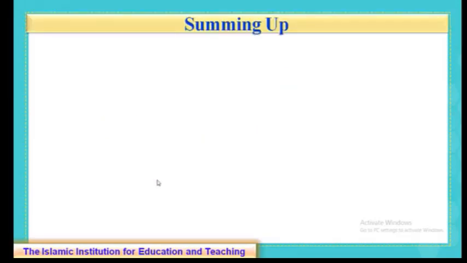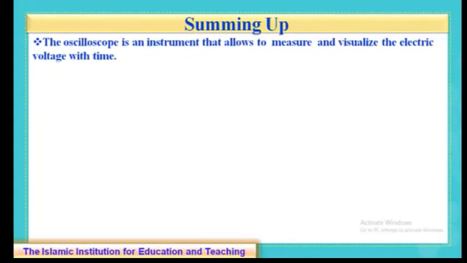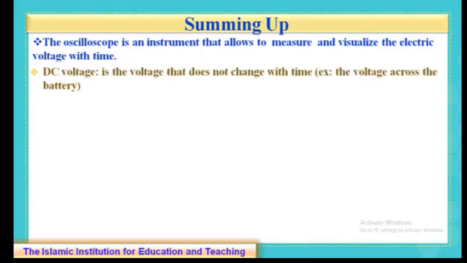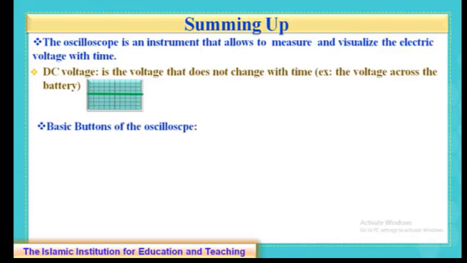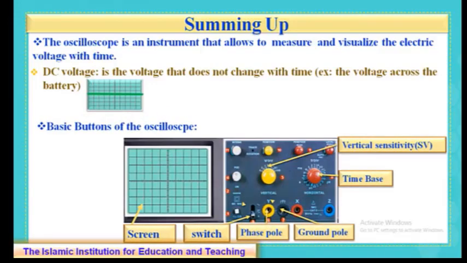And finally comes the summing up. The oscilloscope is an instrument that allows us to measure and visualize the electric voltage with time. DC voltage is the voltage that does not change with time. Example, the voltage across the battery. The basic buttons of the oscilloscope are the switch, the phase pole, the ground pole, the time base, and the vertical sensitivity.